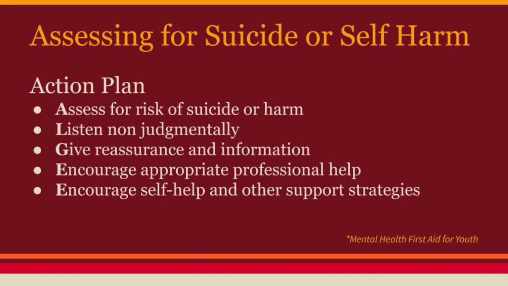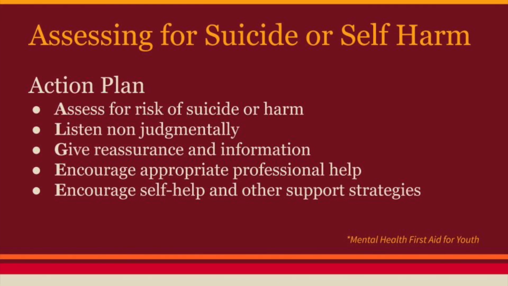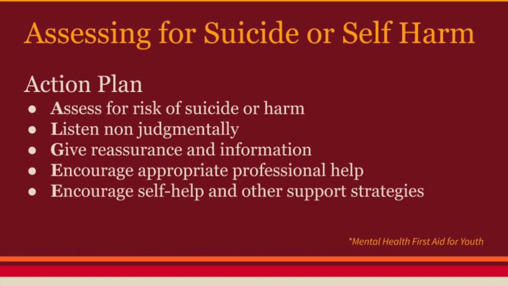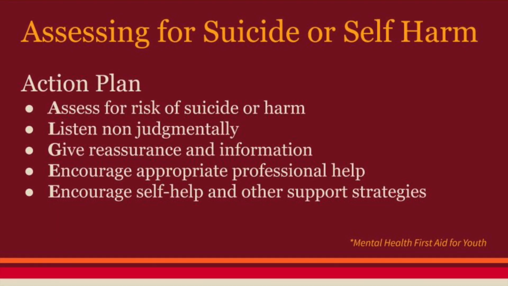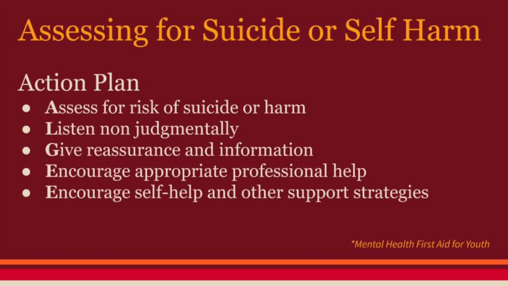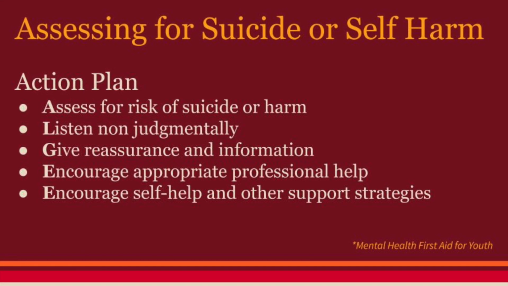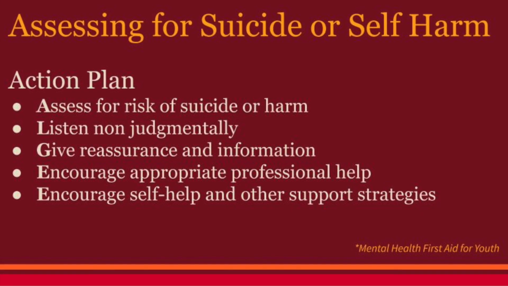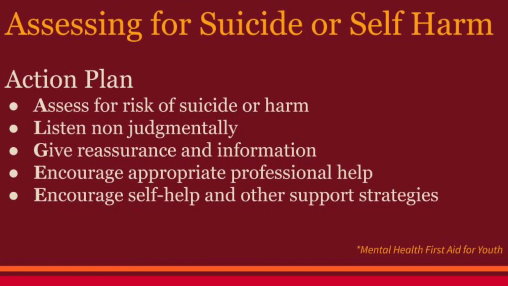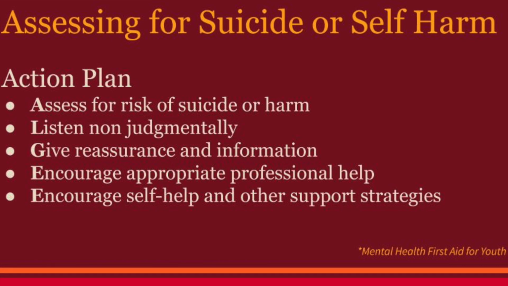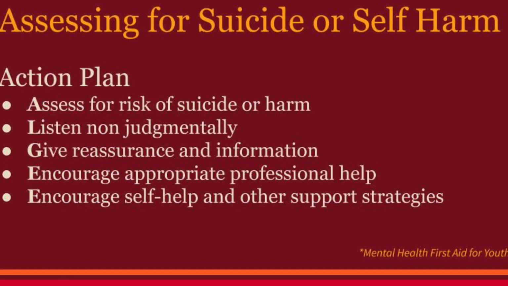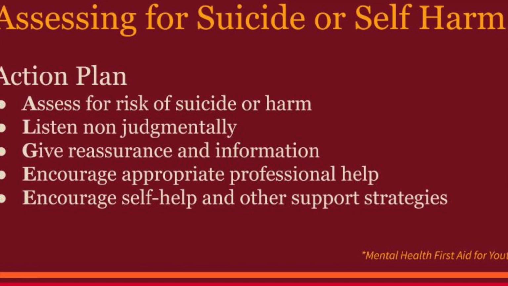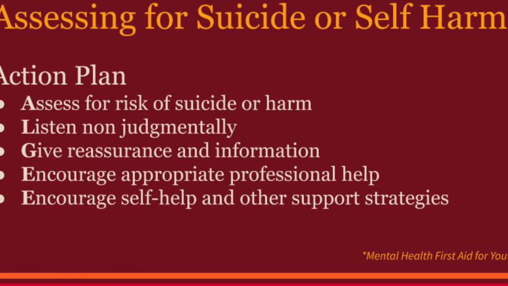Today we're going to talk about creating an action plan for assessing for suicide or self-harm. The action plan comes to us from Mental Health First Aid for Youth, and the action plan is an acronym, ALGEE. So, first, you assess for risk of suicide or harm. Next, you listen non-judgmentally. Next, give reassurance and information. Then, encourage appropriate professional help. And finally, encourage self-help and other support strategies.